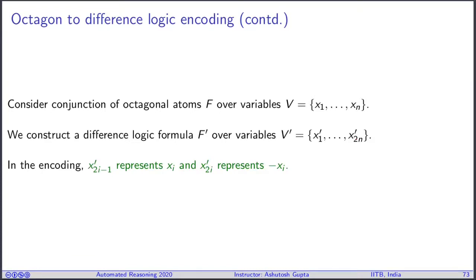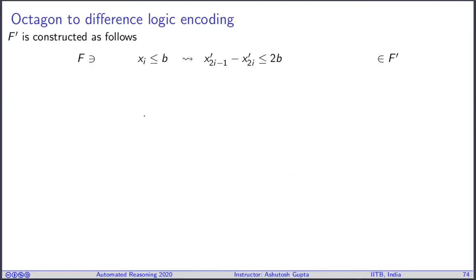Before that, we need to understand the role of these new variables. For us, we will use the (2i minus 1)th variable to represent the variable xi, and the 2ith variable to represent minus xi. Slightly confusing idea, but once you see the encoding, you will understand what is going on. Let's suppose I give you the constraint xi less than or equal to b. How do I encode it? I will say that its positive representation minus its negative representation, that means twice the value, is less than or equal to 2b. That's pretty simple.